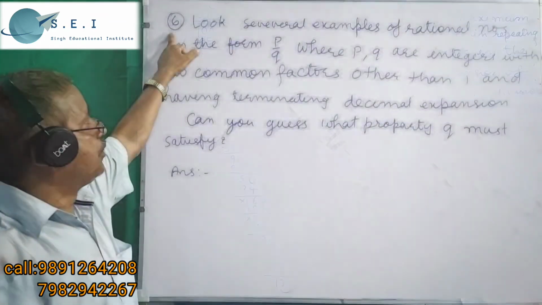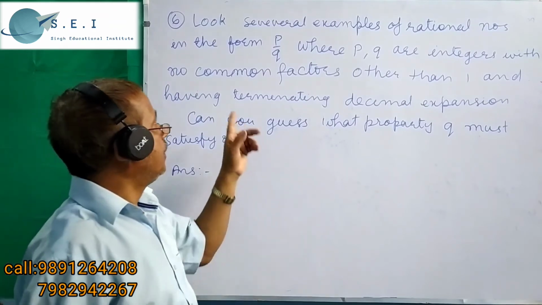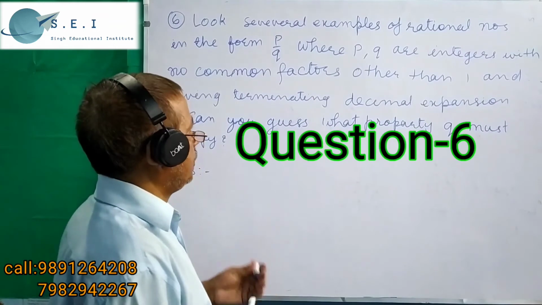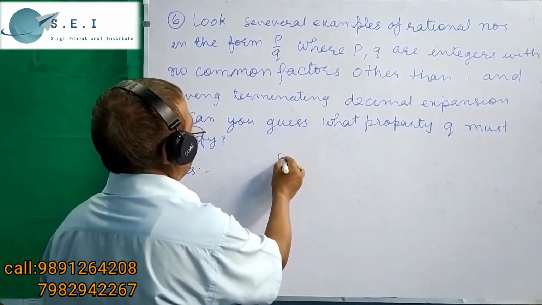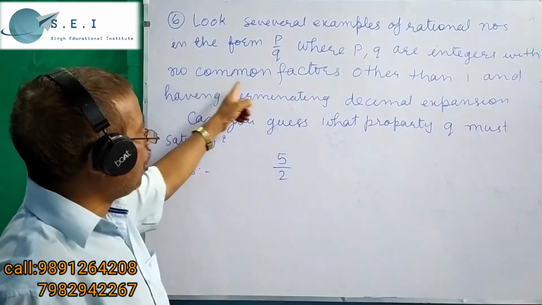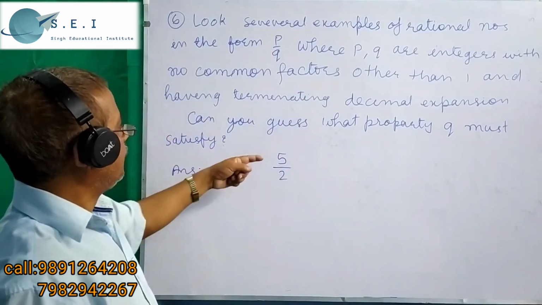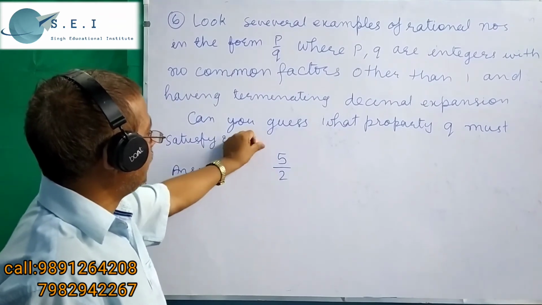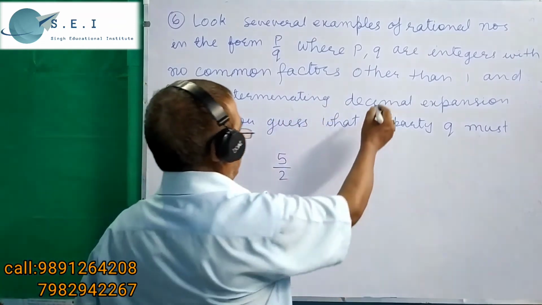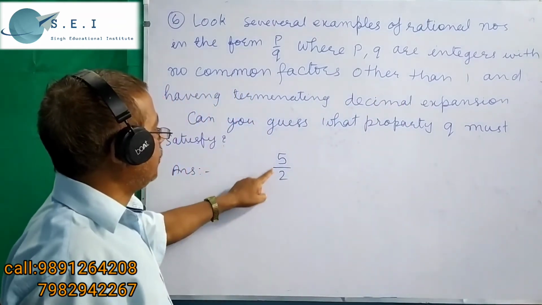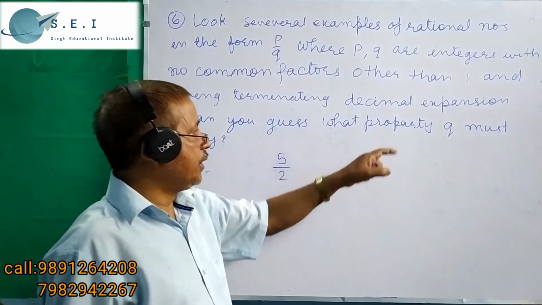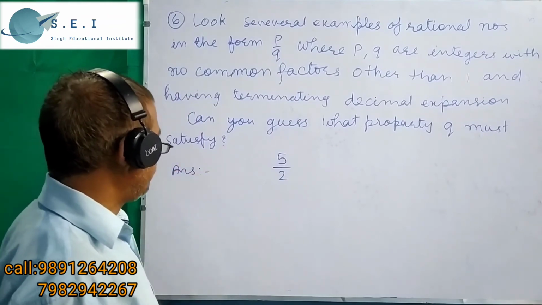Question number 6. Give several examples of rational numbers in the form p by q, where p and q are integers with no common factor other than 1, and having terminating decimal expansion. Examples are 5 upon 2. This 5 and 2 have no common factor other than 1. If we divide 5 by 2, the decimal expansion is terminating. Can you guess what property q must satisfy?